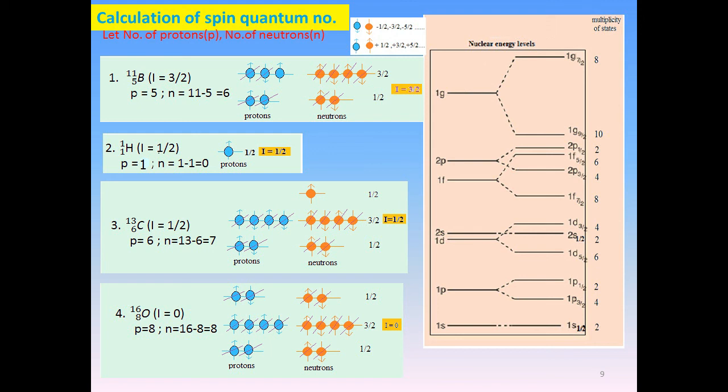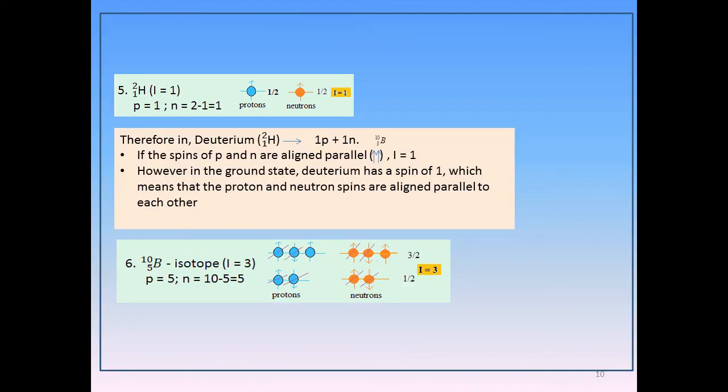And as an example of the fourth one, we can see oxygen, which has atomic number 8 and mass number 16, so the protons will be 8 and the neutrons will be 8. All the 8 protons and 8 neutrons will be filled in the nuclear energy levels according to the rules: 2, 4 and then 2. So all the protons get cancelled. Similarly, all the neutrons get cancelled. So I will be equal to 0, which is said to be inactive. Similarly, deuterium is calculated: I is equal to 1, and for the isotope of boron, I will be equal to 3.